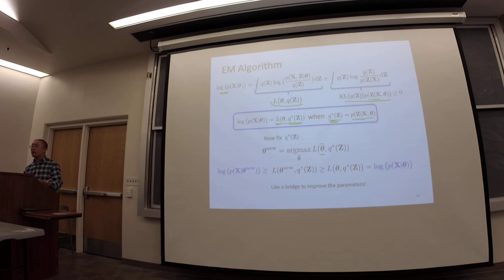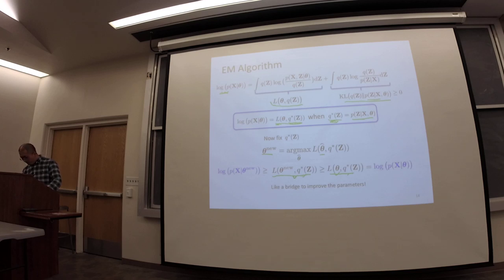This is totally doable, right? And then, suppose we have a new optimal theta, which we denote by theta nu. We must have L(theta nu, Q star z) bigger than or equal to L(theta, Q star z), right? Because Q star z is fixed, I'm just optimizing L with respect to theta. So I have a better lower bound than the previous one, right?